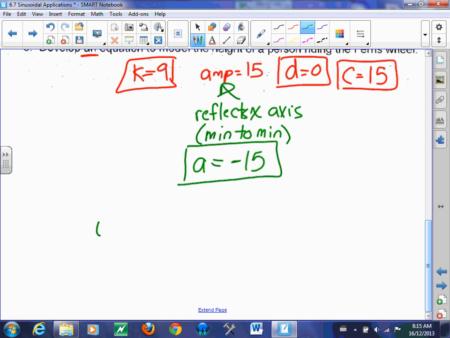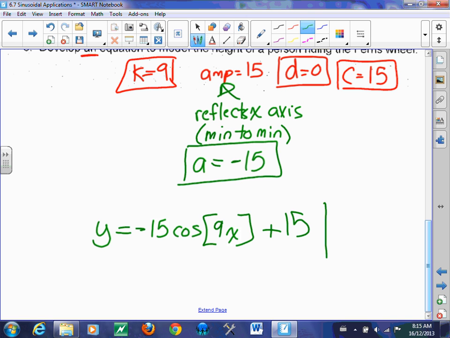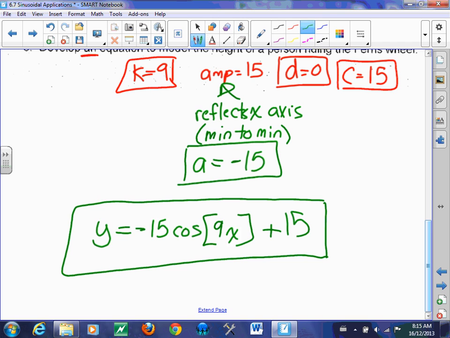So we're going to use the general formula, and we're going to go y equals A, which is negative 15, cos of k, which is 9, times x. D is 0, so you can use the small brackets or big brackets there. It doesn't matter to me. Plus c, which is 15. So there, ladies and gentlemen, is an equation to model that graph.